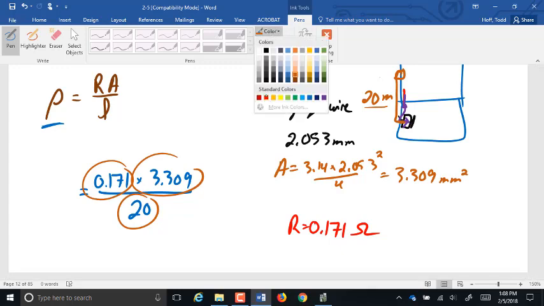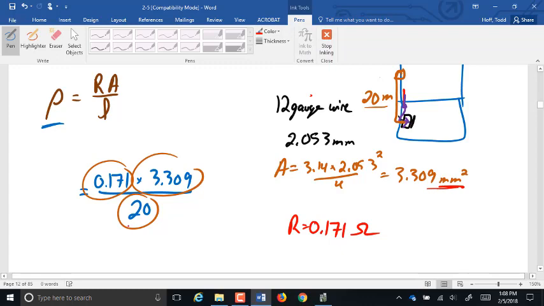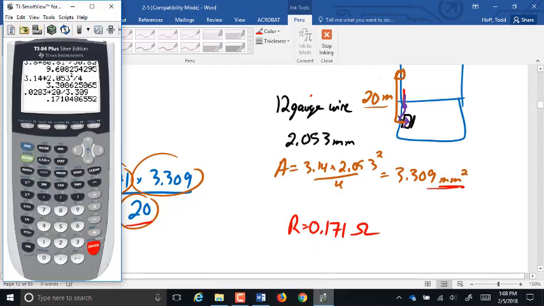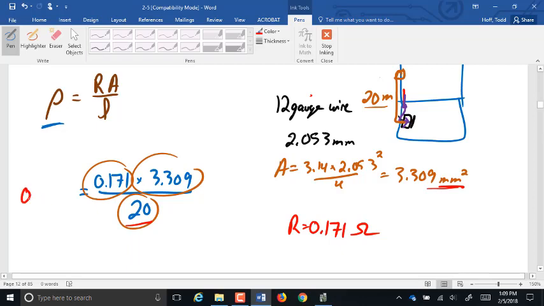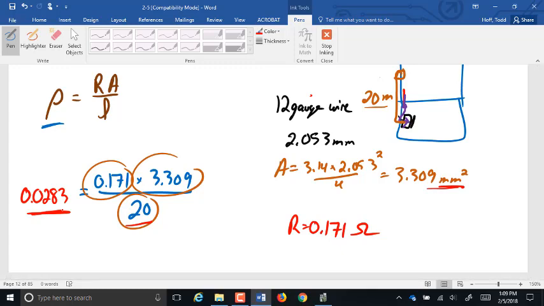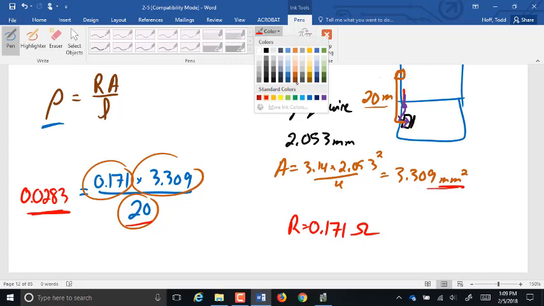So our units stay consistent. We're measuring our diameter in millimeters. Our length is still in meters. So if we calculate that out, 0.171 times 3.309 divided by 20, we get 0.0283. Looking at our chart, which material has a constant of 0.0283? That's an aluminum wire.